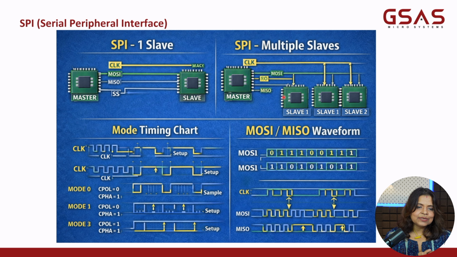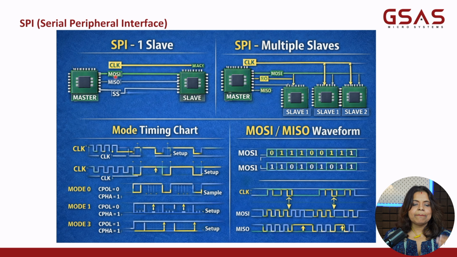SPI stands for Serial Peripheral Interface. Here it is driven by 4 wires. What are those wires? We have clock, we have MOSI, we have MISO, and we have slave select or chip select. Both I²C and SPI are synchronous peripherals, meaning you need a clock specifically to transmit the data from master to slave. So here also you have the concept of master to slave.